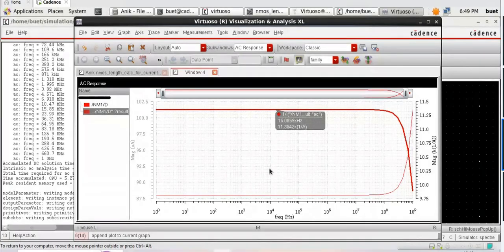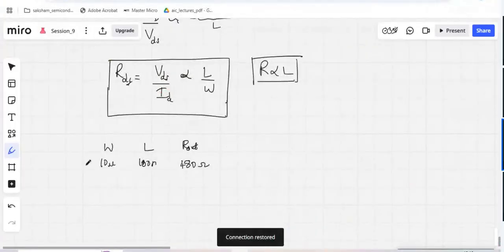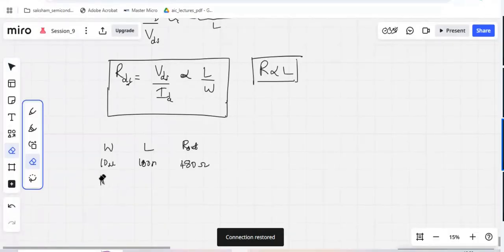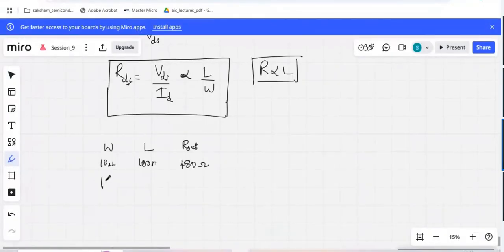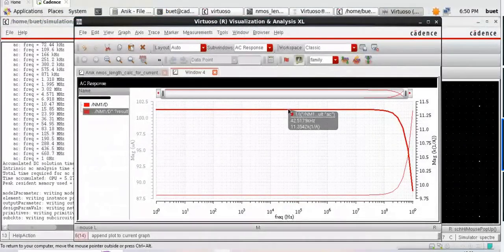So 11.35 kilo ohm. When I changed, I have still kept the width constant, because I'm not changing the width. Let me just mark it. So this is 10 micro only, this is 500 nano, and this came out to be 11.35 kilo ohms.